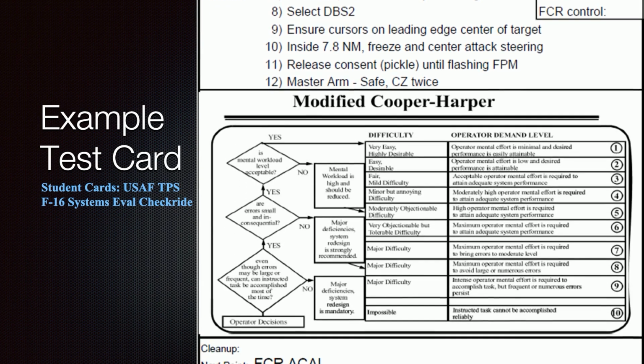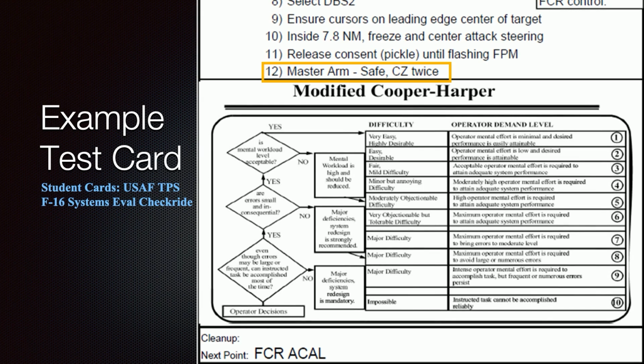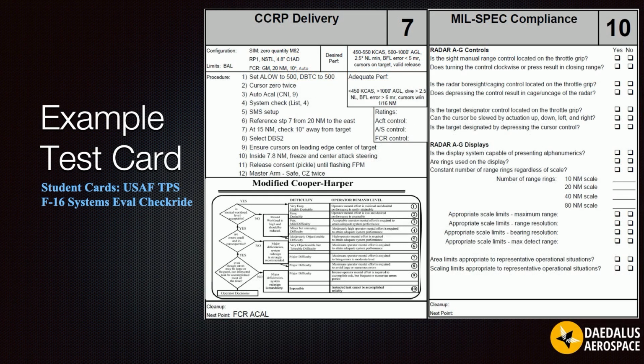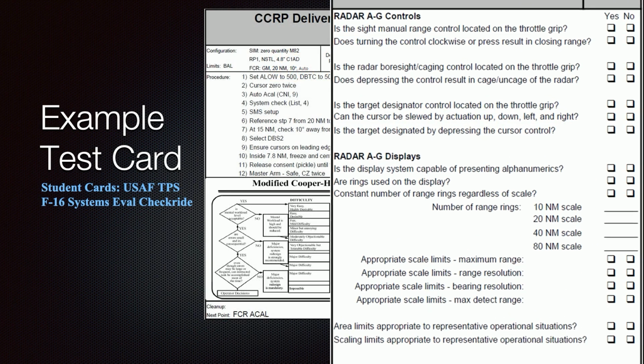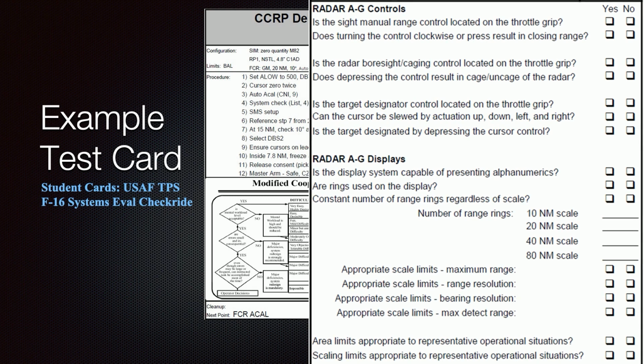Now, should my step number 12, listing master arm to safe and cursor 0 twice, have been a cleanup step at the bottom of the card? I'll let you decide that. The other card shown, card 10, is from this same U.S. Air Force Test Pilot School check ride that I flew as a student, and it's a good example of a pilot comment prompter that I also discussed earlier in this short course.